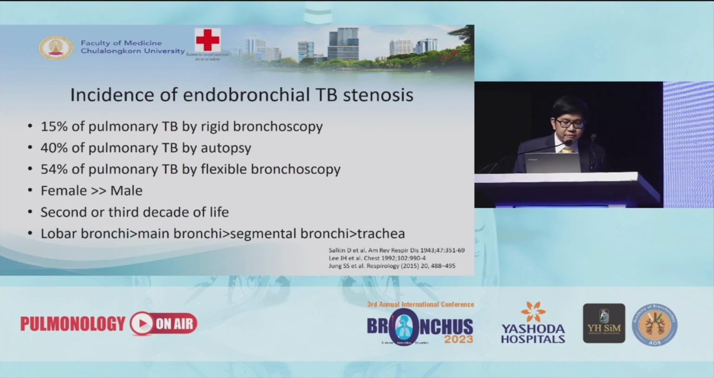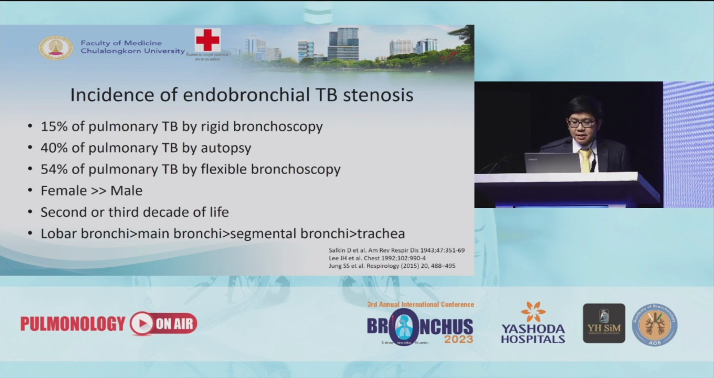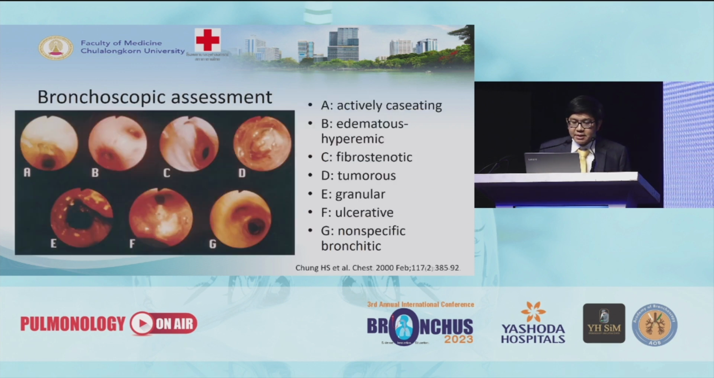The location of the stenosis occurs in the lobar more than the main bronchus, and then the segmental bronchus, and the trachea is the least common place. In terms of the bronchoscopic assessment, Dr. Chung reported 7 types of endobronchial stenosis that start from the actively caseating to the non-specific bronchitis. Those are 7 types. It does not have to be A to B to C. It can occur in any types.